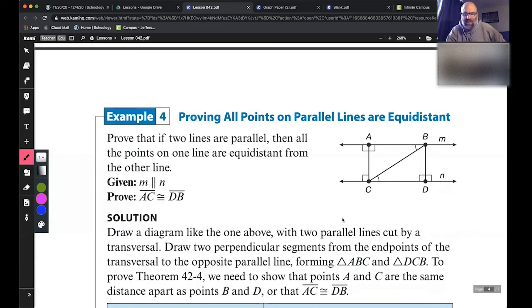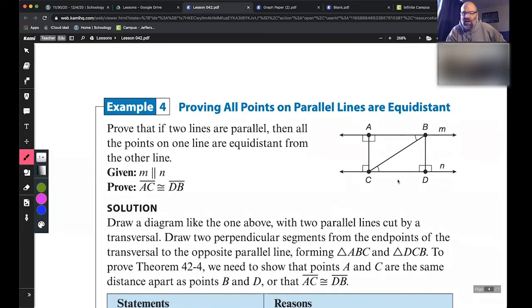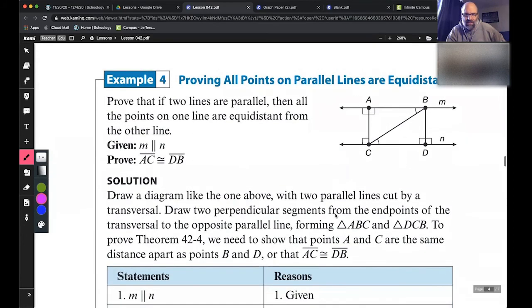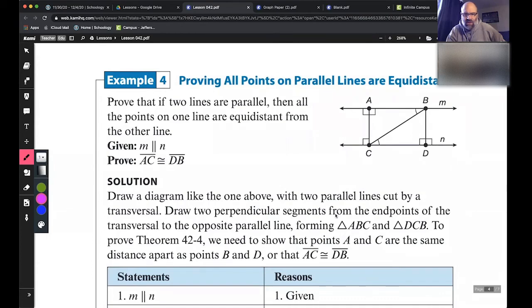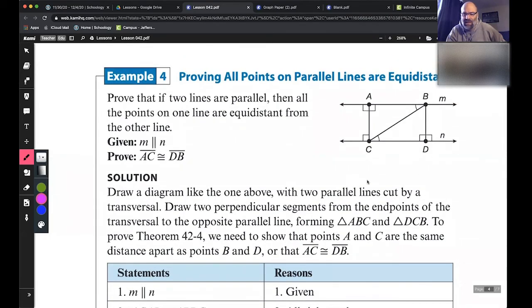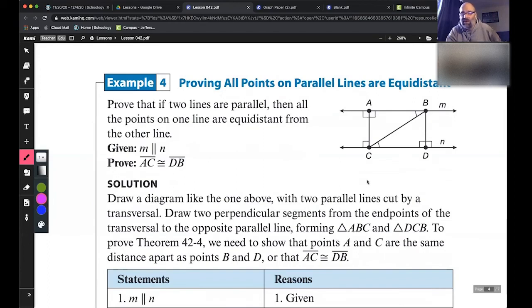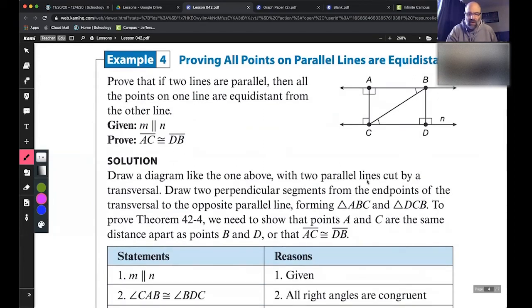Okay, so what we did is we created this quadrilateral. We're going to draw a diagram like this. M is parallel to N. That's what we're given because that's the if part of our statement. Then we're going to say that angle CAB is congruent to angle BDC. Why? Because all right angles are congruent. These are perpendicular lines. When we talk about the distance between two lines, we're talking about the perpendicular distance. So AC is a perpendicular line.